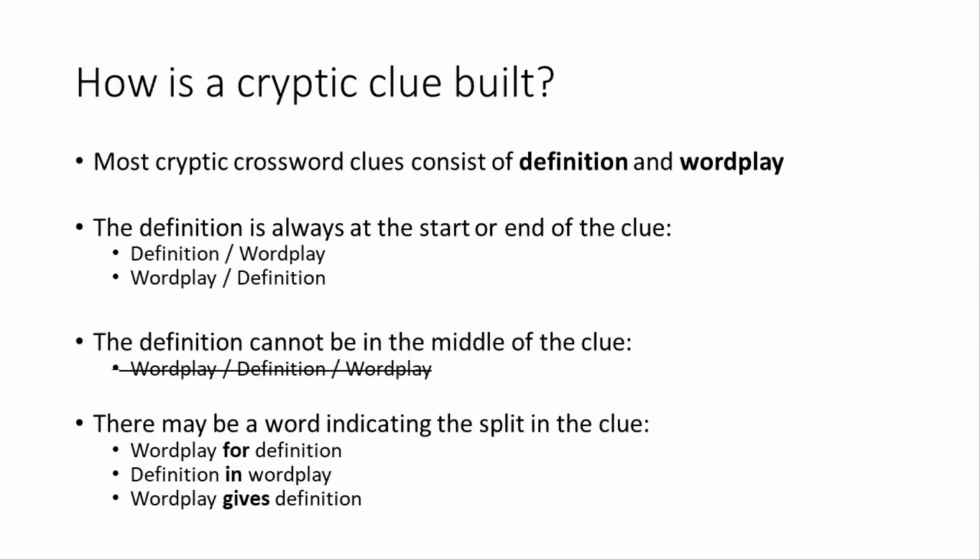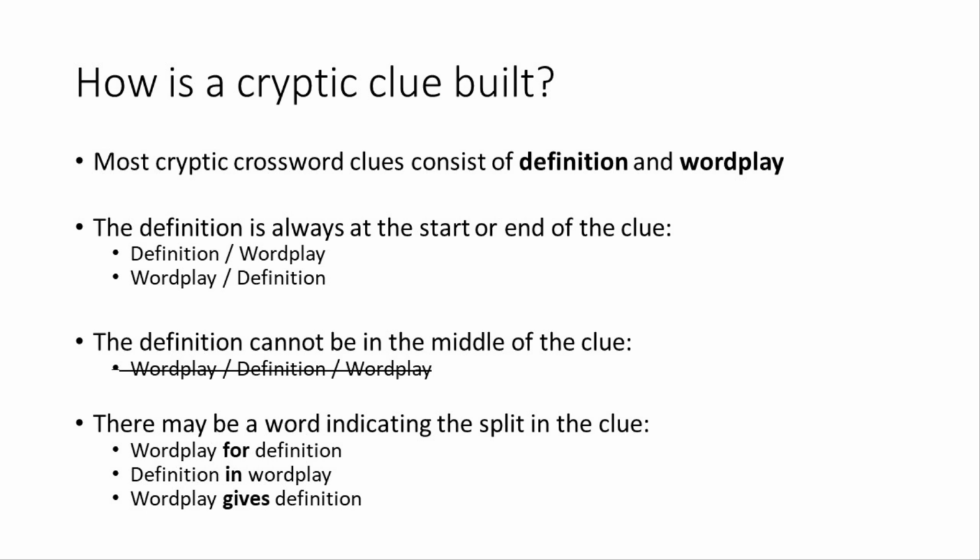So if we know that a cryptic crossword clue consists of definition and wordplay, how can we tell which bit is which? There's a couple of things that can help. Firstly, we know that the definition must always be at the start or the end of the clue. It can't be somewhere in the middle. There may also be a word indicating whereabouts the split is in the clue between the wordplay and the definition.